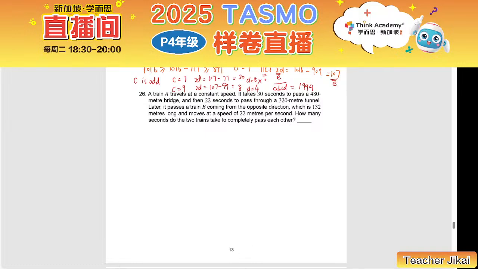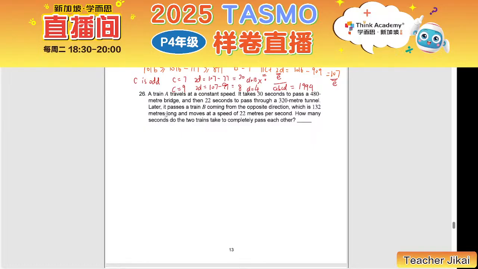Okay, so question 26. It's a train problem. Yeah, also a journey problem. So the train first cross a bridge, then cross a tunnel. So the first question here, we don't know the length of the train, but what do we know? We have the first case, the train passed a bridge. So the total distance is the bridge length plus the length of the train. How about the tunnel? Cross the tunnel also, the total distance is the length of the tunnel plus the length of the train. So if we divide, it will become like what?